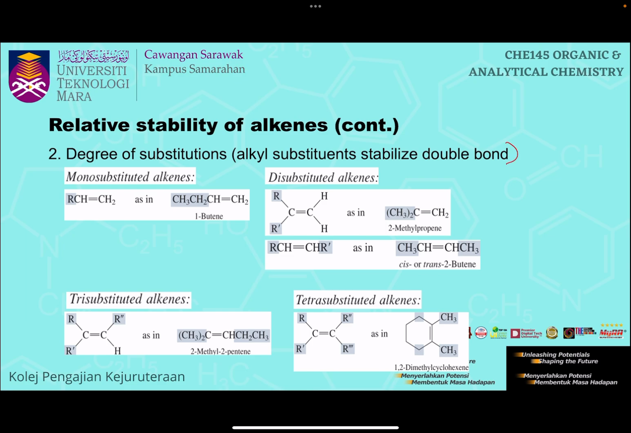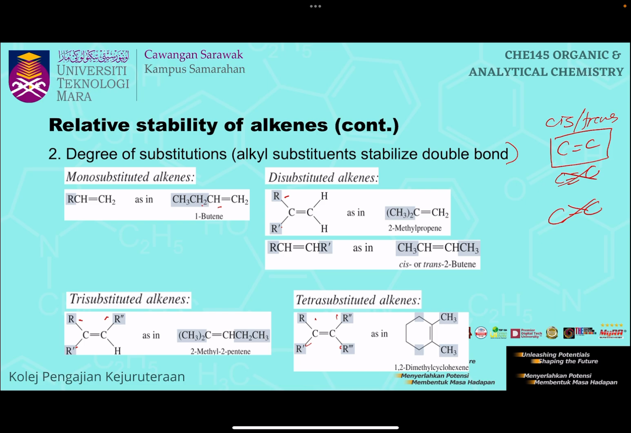So when you have a double bond, now cis and trans is only for the C double bond C. If you have C triple bond C, this one has no cis and trans, or the single bond also has no cis and trans. Cis and trans only exist when it comes to the C double bond C. Okay, so mono substituted alkene, only connected. Disubstituted, okay, trisubstituted and tetrasubstituted. Okay, so the degree of substitution.